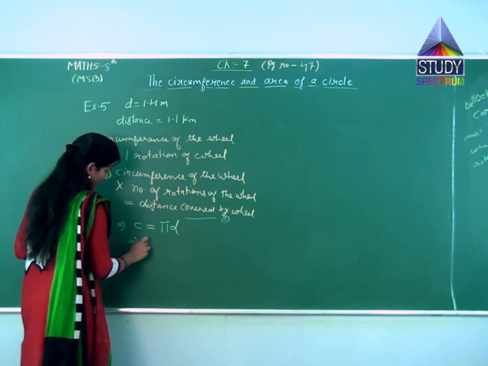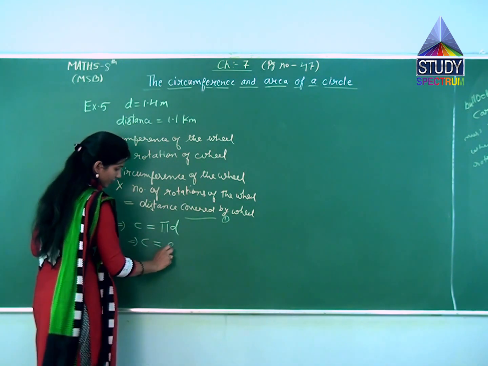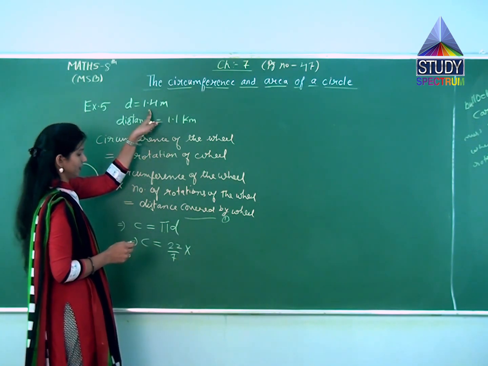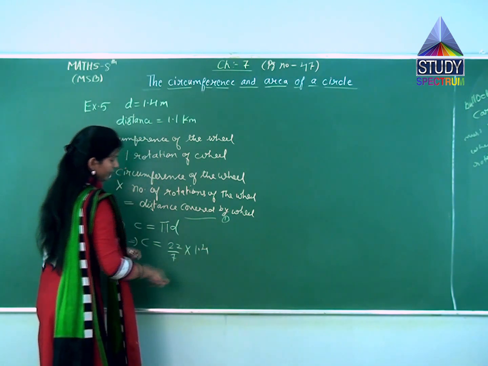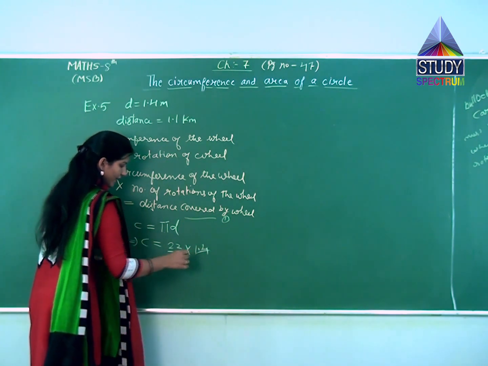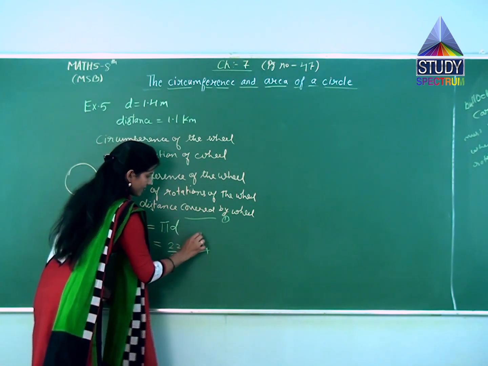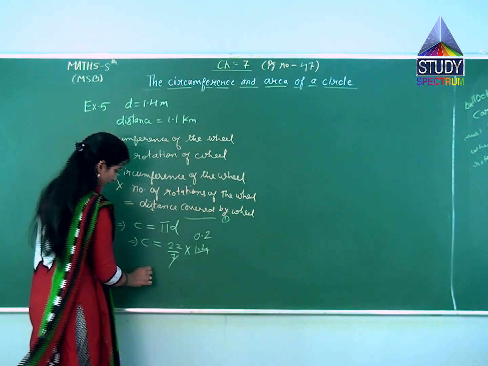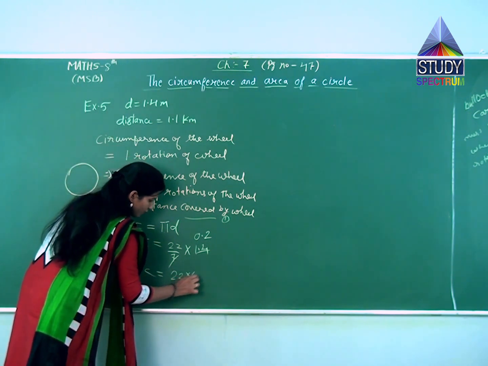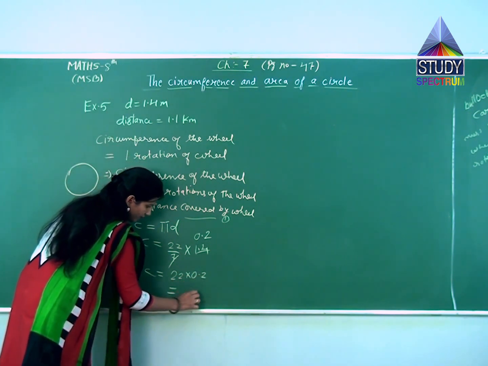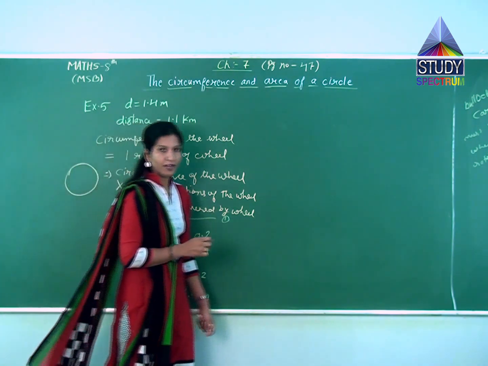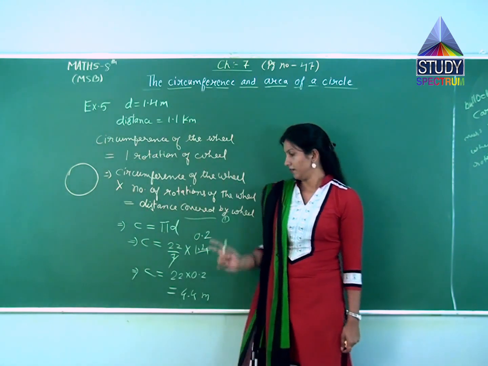Now, C as it is, what is the value of pi? 22 by 7. And what is the diameter? It's 1.4 meters. So here we will write 1.4. Now, on dividing this 1.4 by 7, we get 0.2. And our circumference is 22 into 0.2, that is equal to 4.4 meters. Why meters? Because the diameter is given in meters.